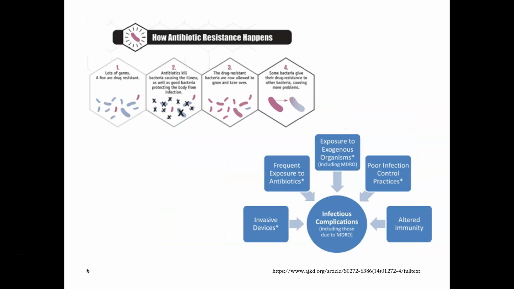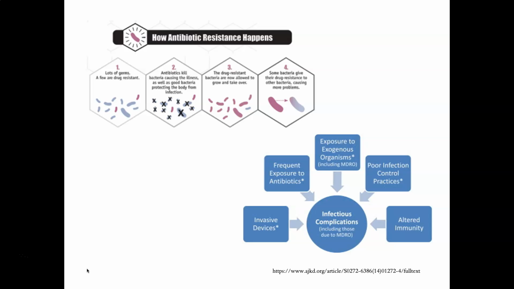All right, how does antibiotic resistance happen? And you studied a bit about this week with your discussion, but I want to cover it again here. Antibiotic resistance happens when you have lots of germs, and a few of them are drug resistant. And in our slide here at the top left, the germs are in the blue-gray, and the drug-resistant ones are in magenta. The first step is that you have lots of the bacteria, and a few are drug-resistant.